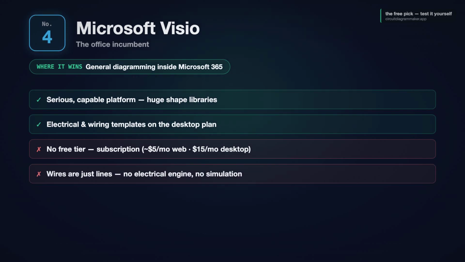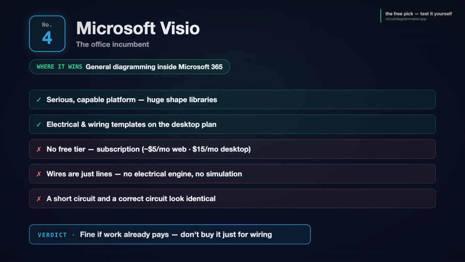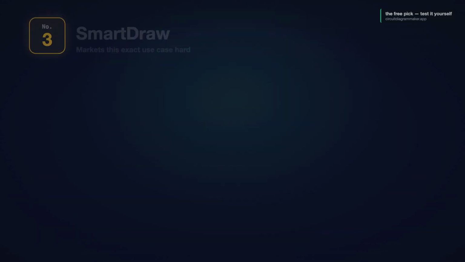And there is a deeper problem than price. The wires are just lines. There is no electrical engine underneath, so it cannot simulate anything, and it cannot catch a wiring mistake. To Visio, a short circuit and a correct circuit are the same picture. Verdict, if your company already pays for it, it works. Nobody should buy it just for wiring diagrams.